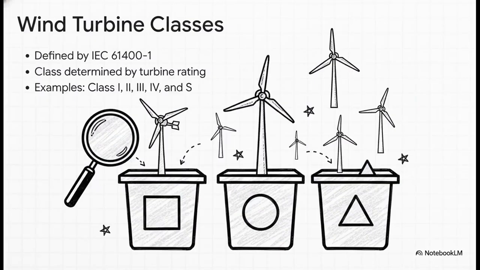To maintain absolute precision here, the standard requires that both the number and capacity of these deliveries be broken down by specific wind turbine classes. These are strictly defined by the International Electrotechnical Commission, or IEC, 61400-1 design requirements. The class is determined by the turbine rating, like Class I, II, III, IV, or Class S. This granular breakdown is great because it prevents companies from masking the true nature of their deliveries.